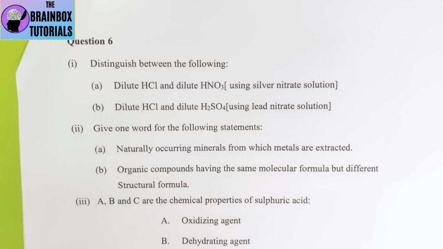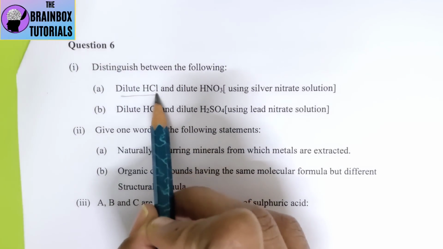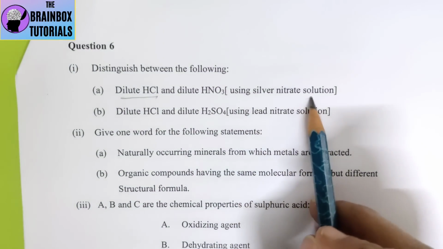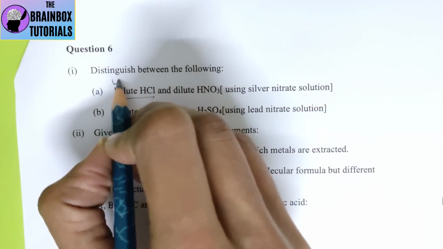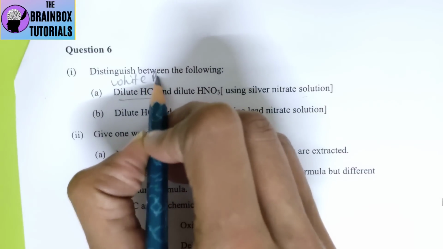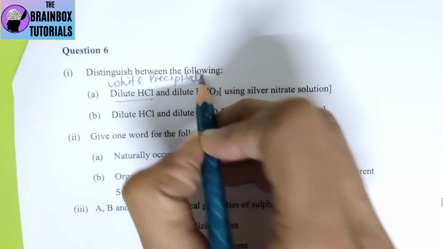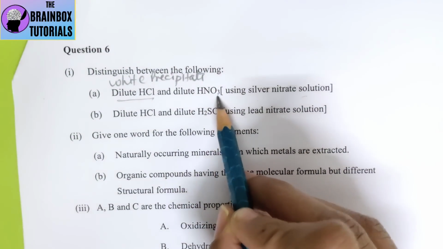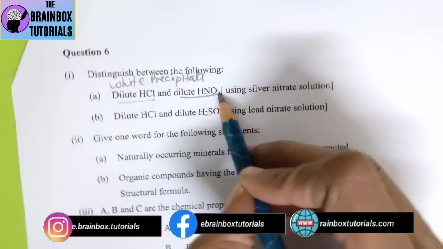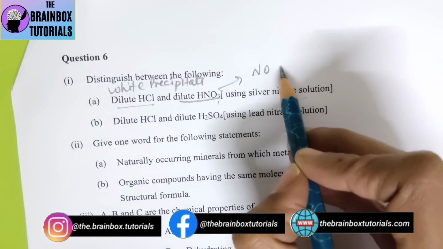Moving on to question number 6. Number 1. Distinguish between the following. Number A is dilute HCl and dilute HNO3 using silver nitrate solution. So when dilute HCl is reacted with silver nitrate solution, then a white precipitate is formed. And when dilute HNO3 is reacted with silver nitrate solution, no precipitate.